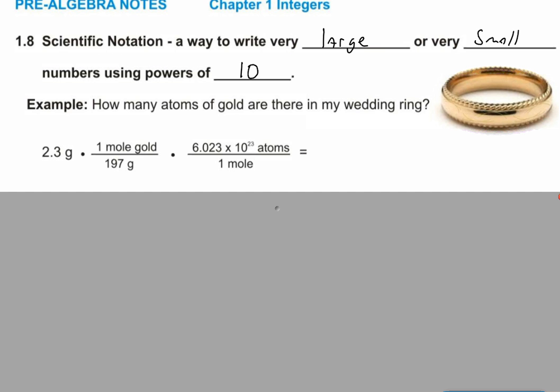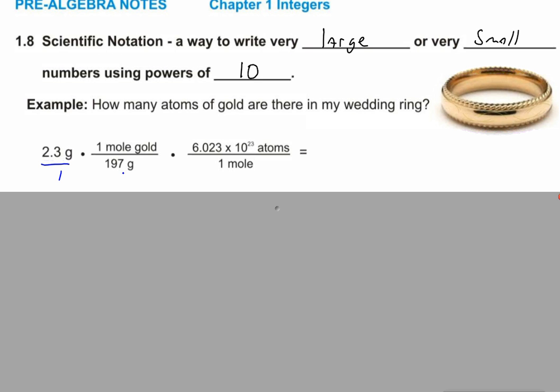Now, you guys would have learned in science that everything's made up of atoms. It takes a whole lot to make up something. So I happen to know how to convert from grams to atoms, and I set up a little conversion chart here. I happen to know that 1 mole of gold has 197 grams. That's a conversion factor, just like each foot has 12 inches. Every mole of gold has 197 grams.